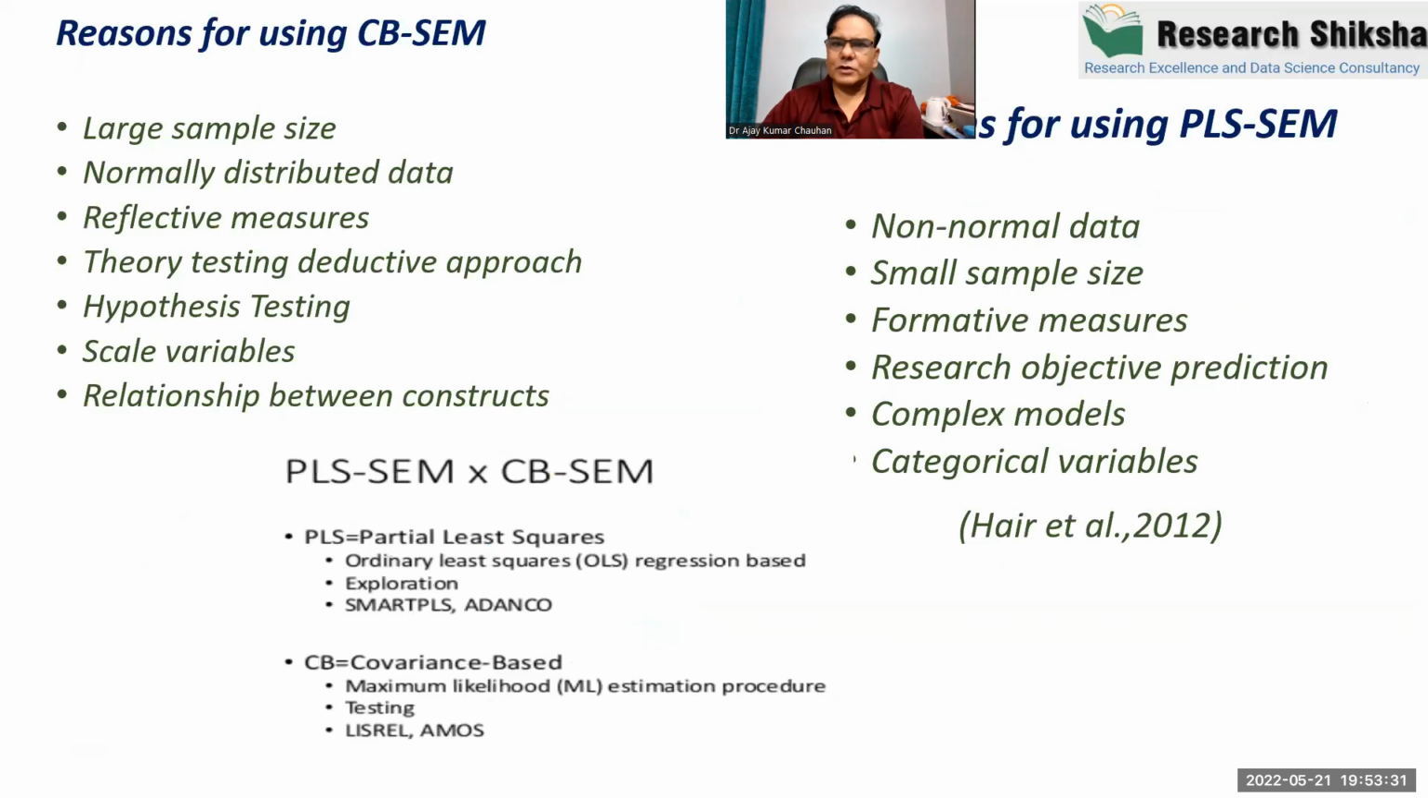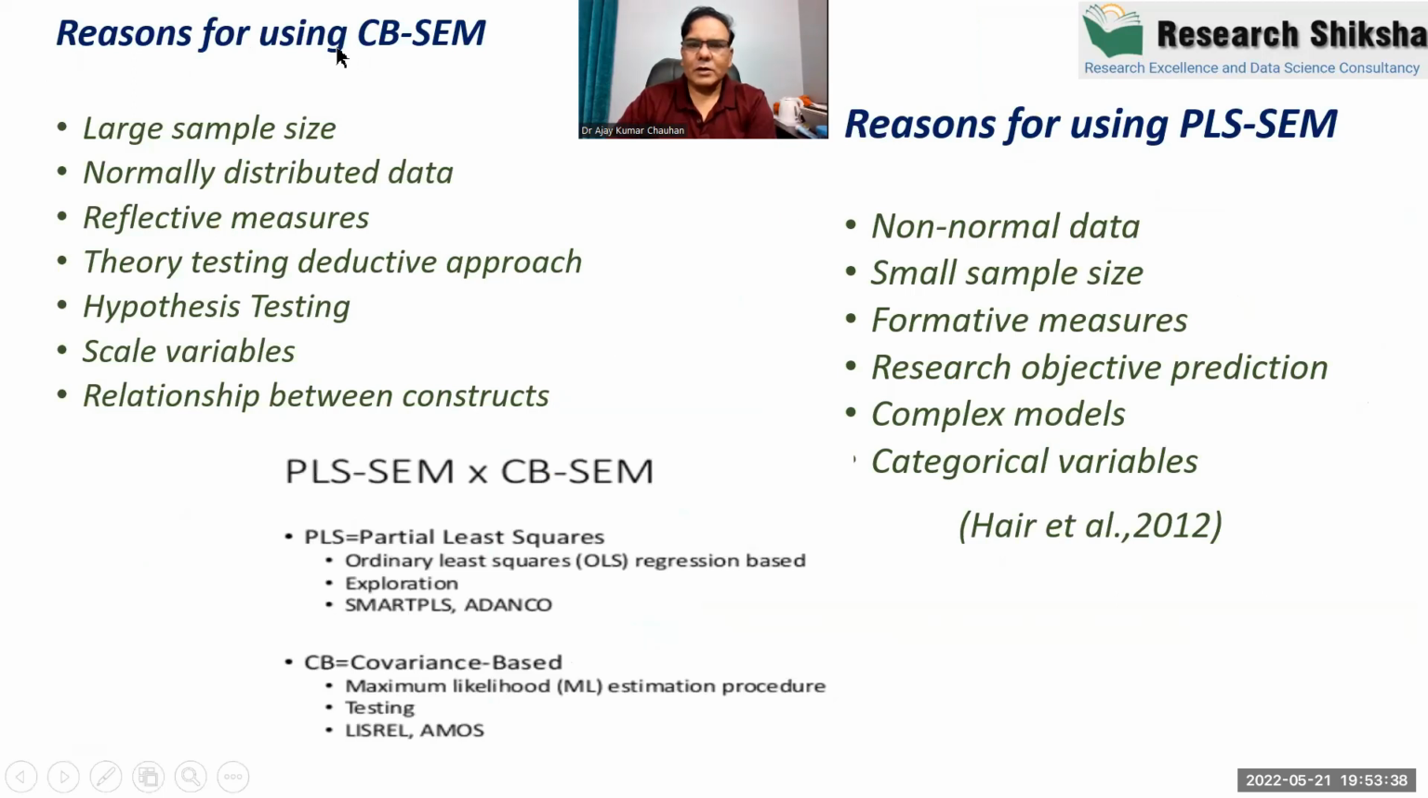Here I mentioned the different reasons for using CB-SEM and why you should go for PLS-SEM. The reasons for using PLS-SEM are non-normal data, small sample size, formative constructs, complicated models, categorical variables, and the research objective of prediction, when you want to predict the model. The reasons for using CB-SEM are large sample size, normal distribution, only reflective measures, theory testing approach, hypothesis testing, only scale variables, and more focus on testing relationships between constructs. So this is the basic difference between using PLS-SEM and CB-SEM.